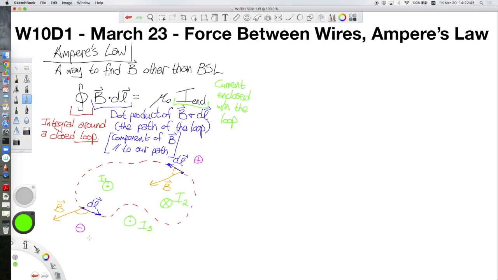So we have I1 and I2 are enclosed, and I3 is not. So if we're trying to find I enclosed, we need to pay careful attention to currents that are going one way through this loop versus the other way through the loop. Usually you'll take out of the board as positive if you're working counterclockwise around the loop. So for this example, we would take a positive I1 and subtract I2 from that to get our enclosed current.